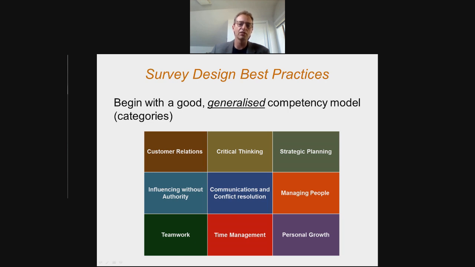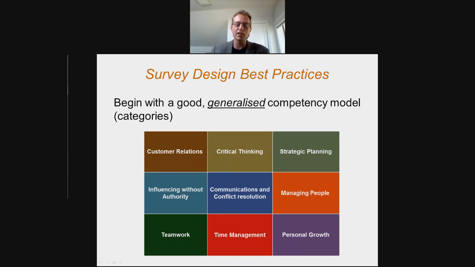So we've got the directional things like critical thinking, strategic planning. We've got the sideways items like influencing and teamwork. We've got the personal things like time management, the communication things like communication, conflict resolution, how to manage people, the ability to even receive feedback and deal with one's own mistakes, which I call personal growth, and the focus on the customer is the final one. So we begin with something like this, and we design a few questions that fall under each of those, basically. Hopefully that makes sense.